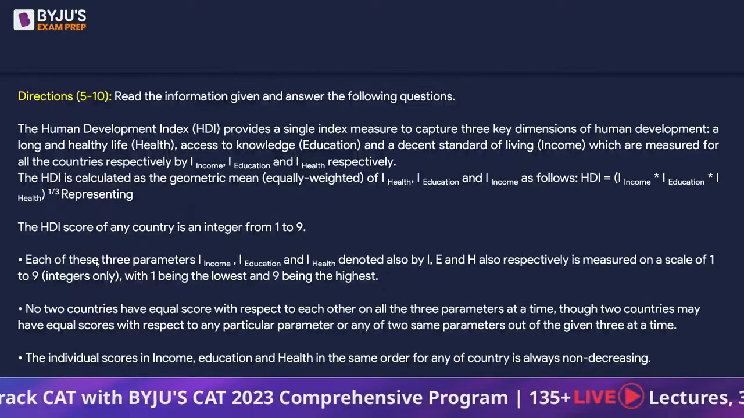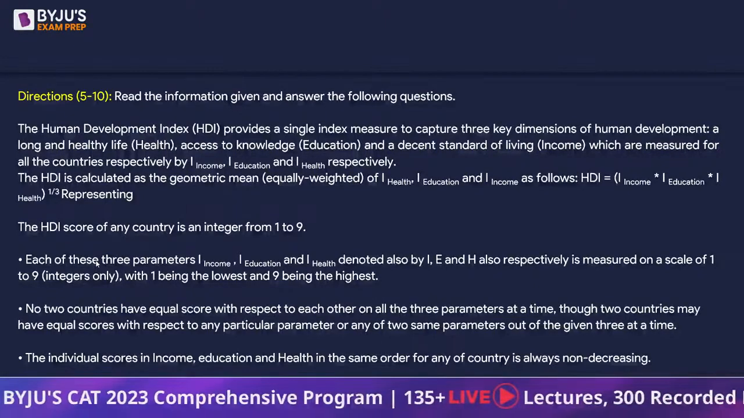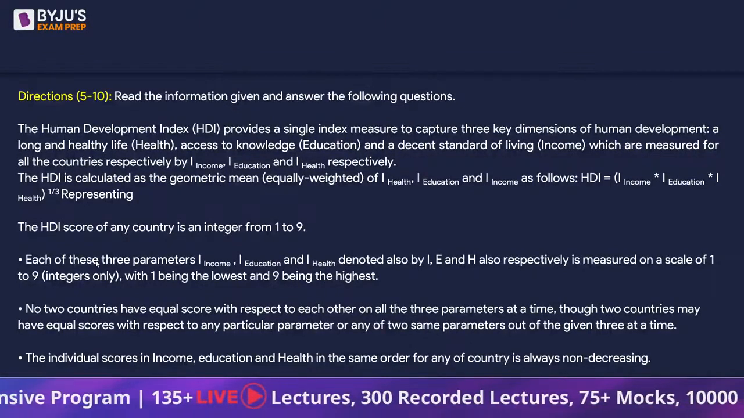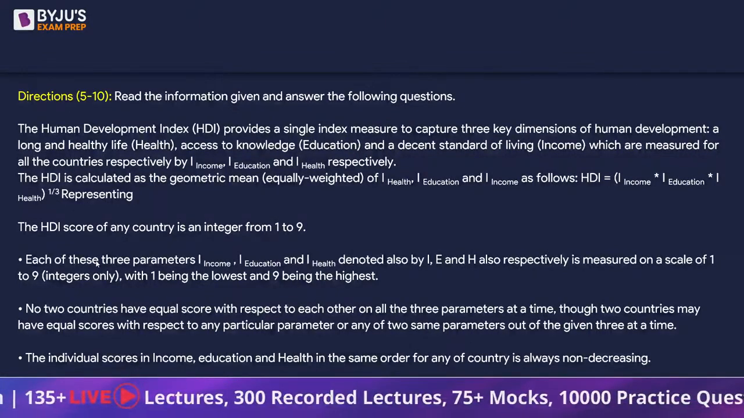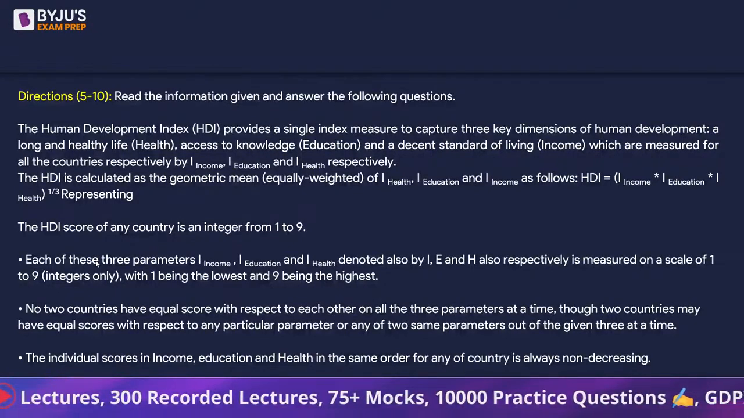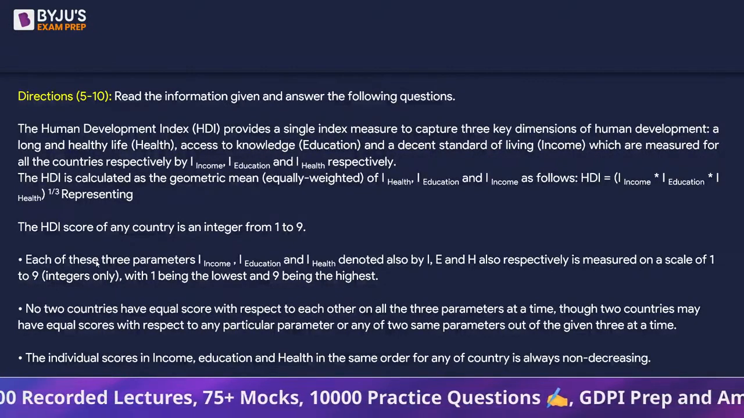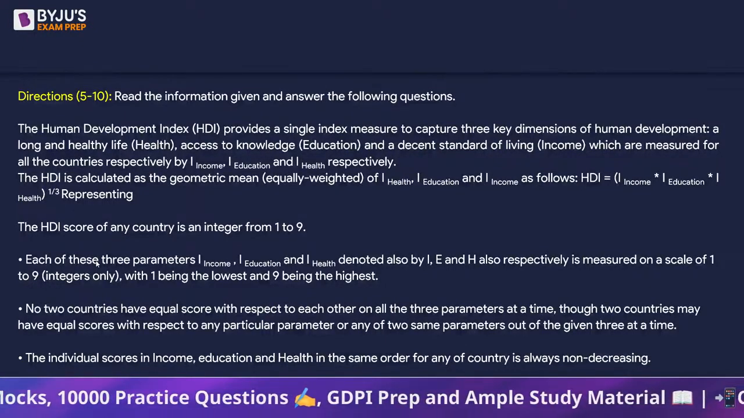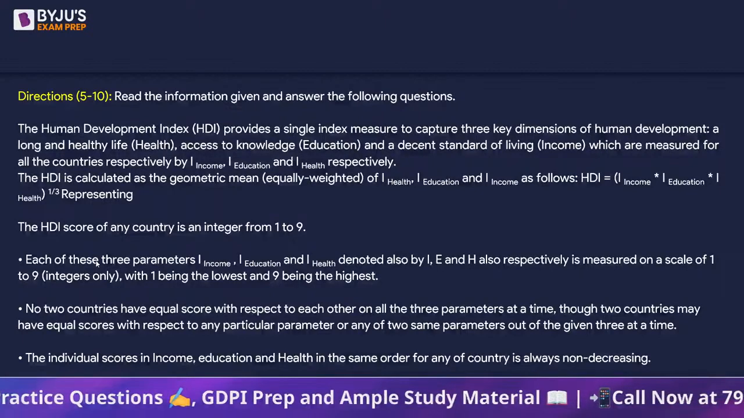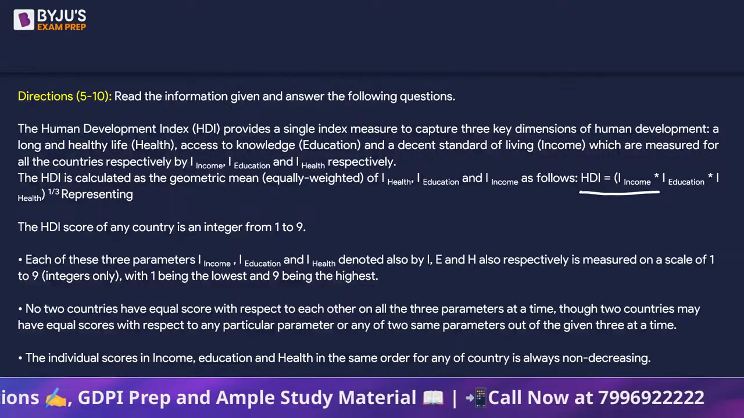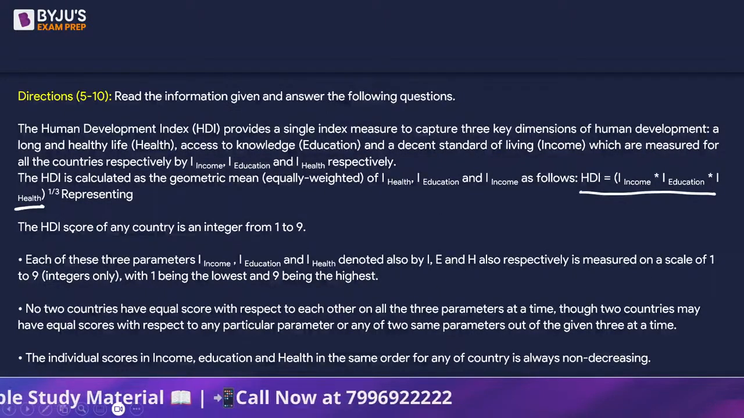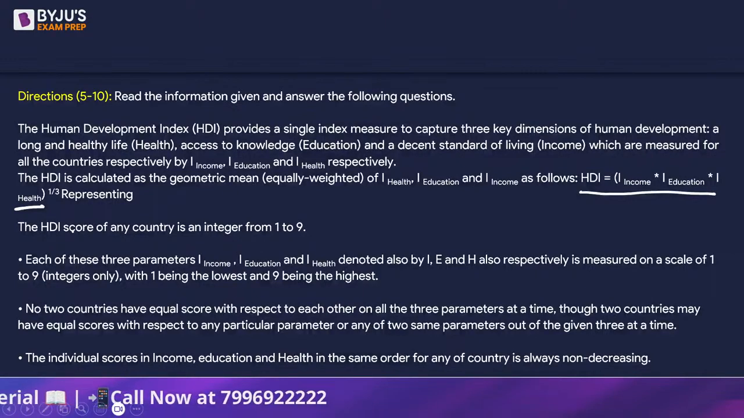The Human Development Index, or HDI, provides a single index measure to capture 3 key dimensions of human development: a long and healthy life, known as health; access to knowledge, known as education; and a decent standard of living, known as income, which are measured for all the countries respectively by I income, I education, and I health. The HDI is calculated as the geometric mean with equal weightage of I health, I education, and I income as follows. So this is the formula. HDI is going to be bracket I income into I education into I health whole raised to 1 by 3. I hope you guys would understand that.